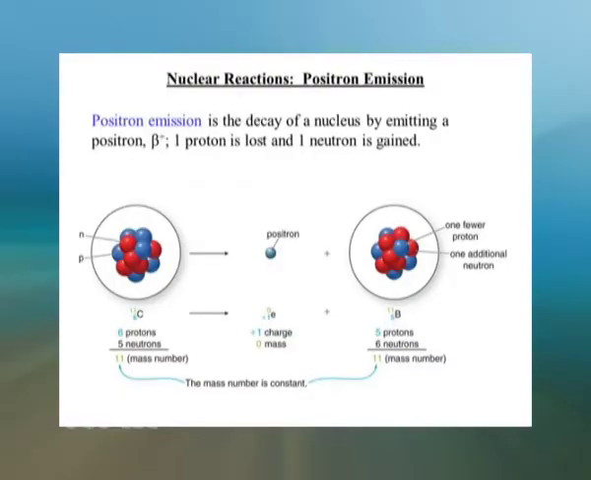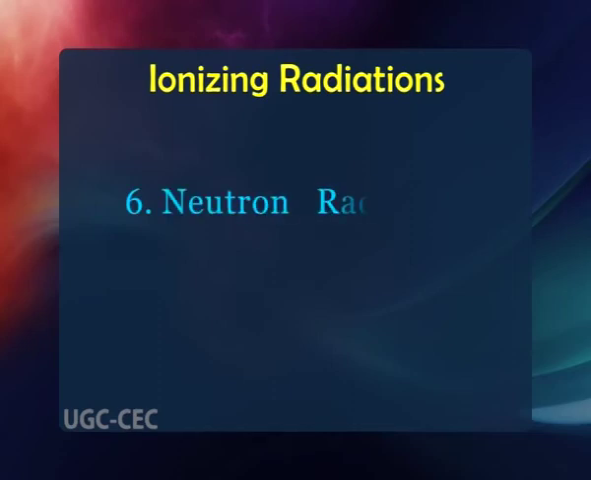Beta plus radiation is the emission of positrons, which are the antimatter form of electrons. When a positron slows to speeds similar to those of electrons in the material, the positron will annihilate an electron, releasing 2 gamma photons.